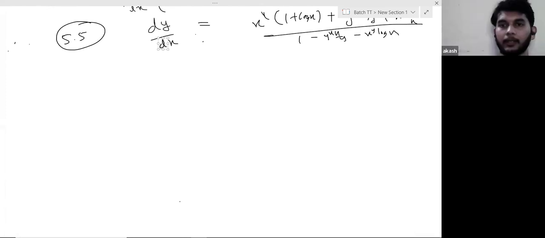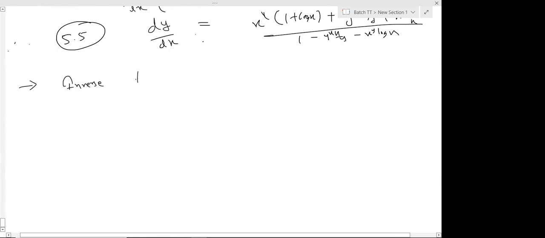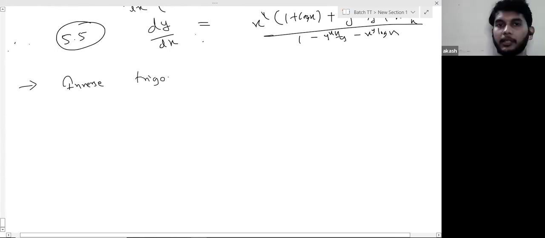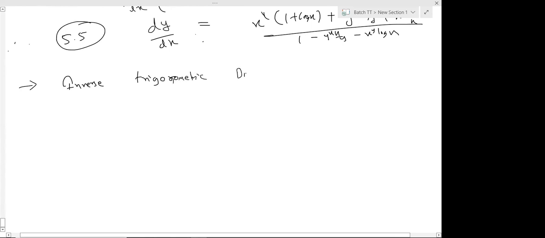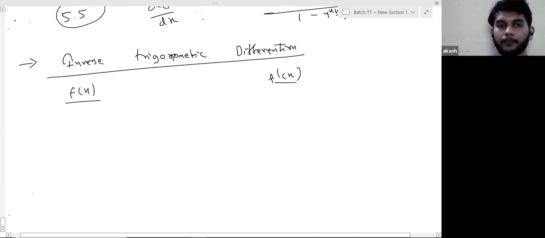All right. In the last class, we did logarithmic differentiation. Right, Sahil? Yes, sir. Today we are going to see inverse trigonometric differentiation. How to differentiate inverse trigonometric functions. So a few standard functions and their derivatives we have to remember, like we do for other functions.